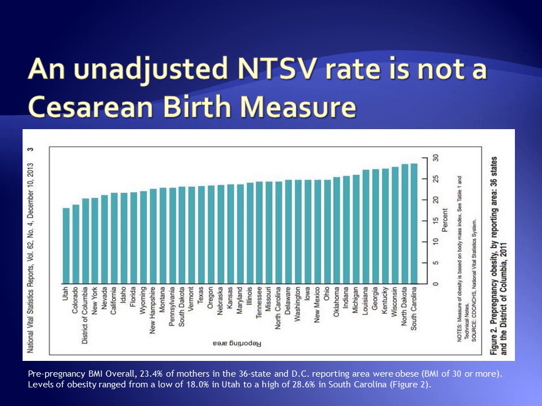This graph illustrates that maternal body mass index, just like maternal age, does not appear to be distributed equally. It follows that if BMI is not distributed equally, then just like for maternal age, a cesarean birth measure must account for the inherent risk due to maternal body mass index.